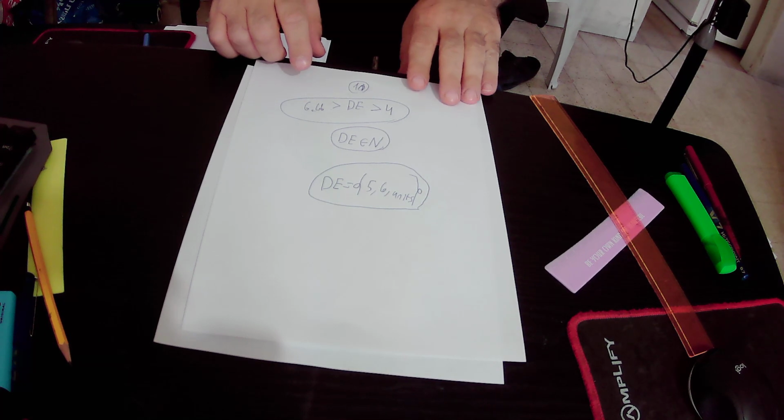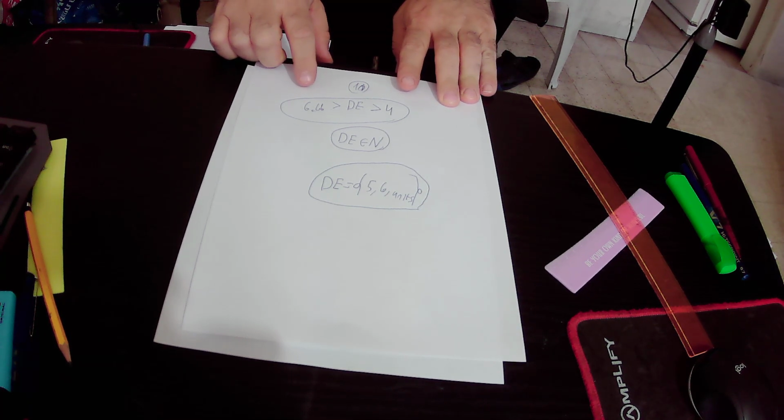But we also know it is given in the question that DE is a natural number. It belongs to the natural numbers. So which natural numbers do we have that are greater than 4 and smaller than 6.66? We have only two numbers, that are 5 and 6. 5 and 6 are greater than 4 and also smaller than 6.66.